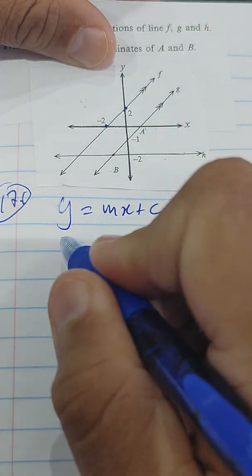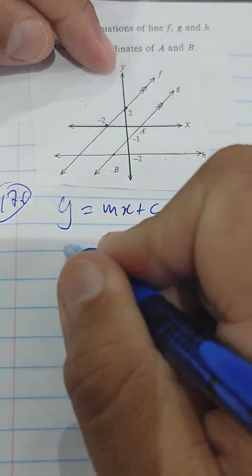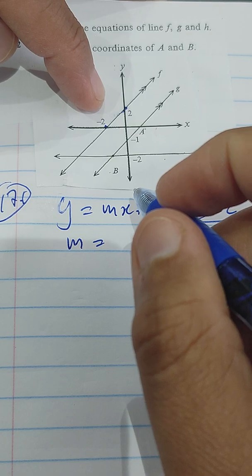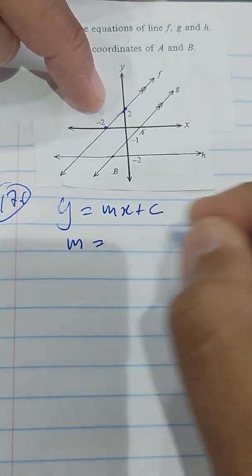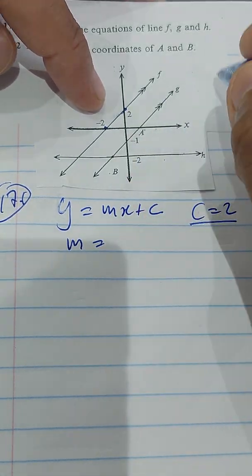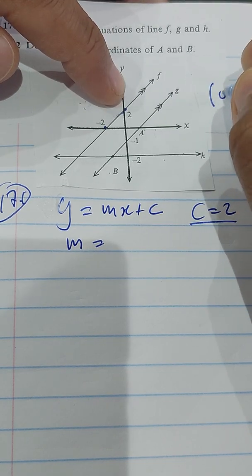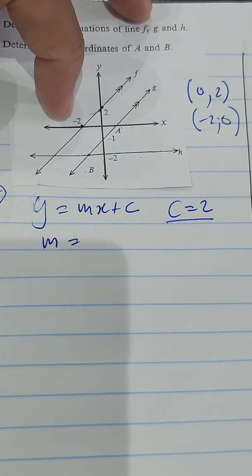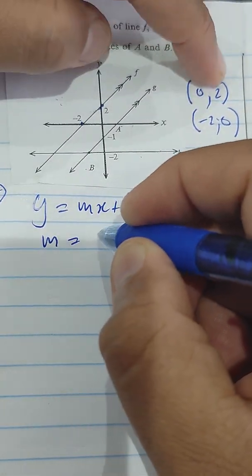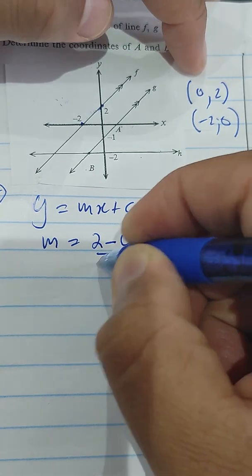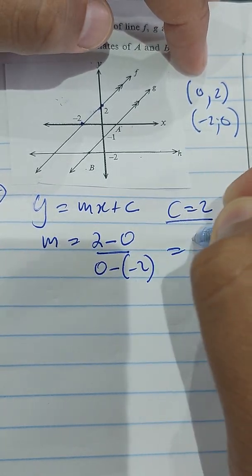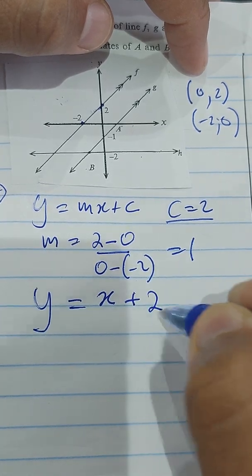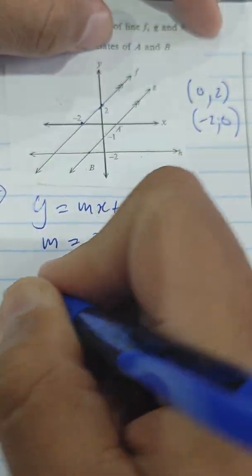So we're going to then say y, so your gradient is going to be rise over run. So it will be a gradient of 1. The coordinates are going to be 0 and 2 on your y-intercept, and your x-intercept is negative 2 and 0. So it's going to be y2 minus y1, which is 2 minus 0 over 0 minus negative 2, gives you 1. So y is equal to 1x plus 2. And this is the equation of f.